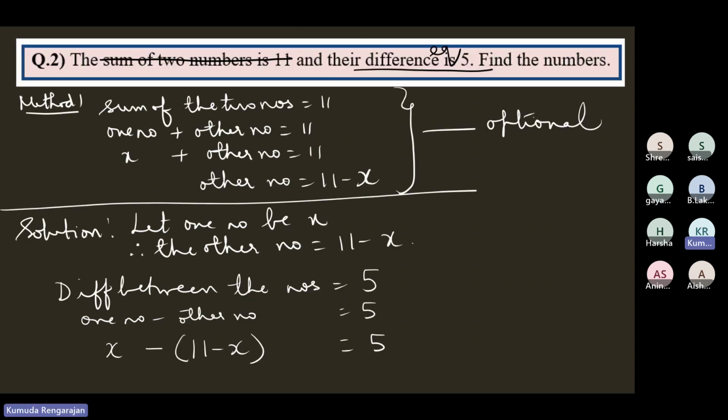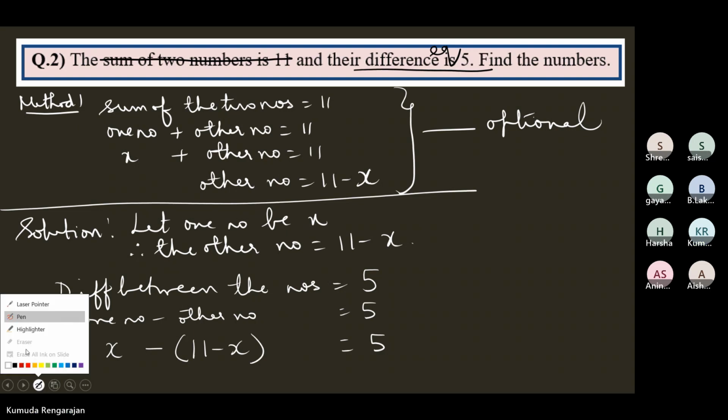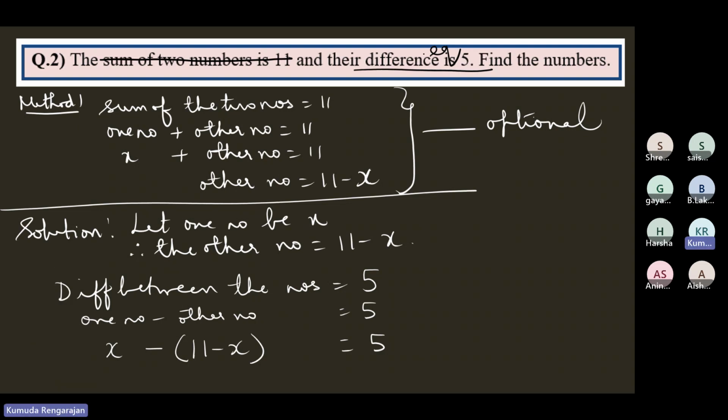How do we work it using the alternate method? You need to use this for this one. Now the alternate method: use the difference between the numbers is 5 for assuming, and this one to construct the equation.